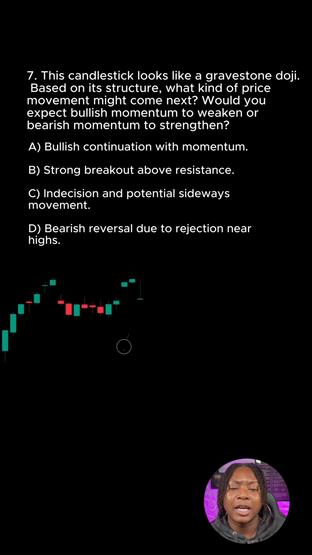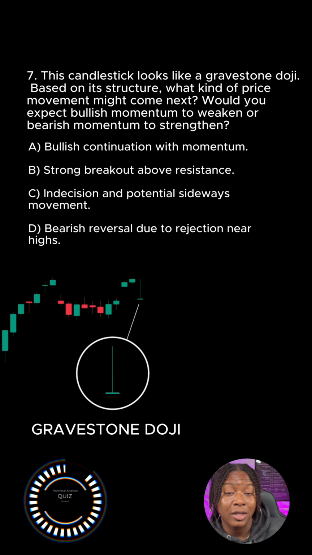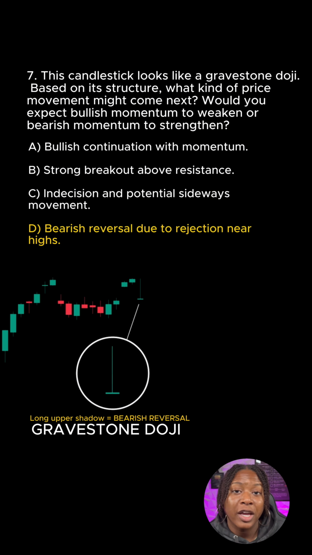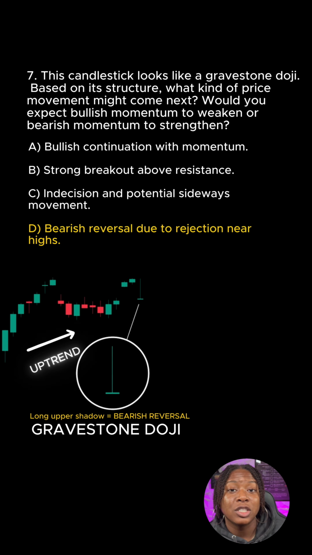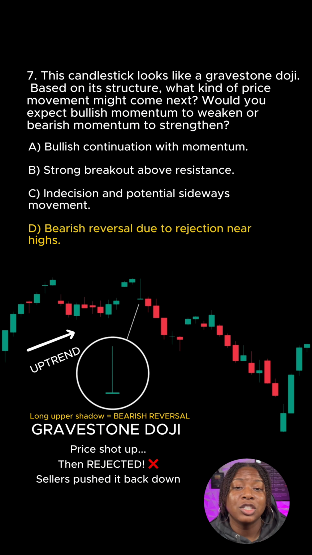This candlestick looks like a Gravestone Doji. Based on its structure, what type of price movement may come next? Would you expect bullish momentum to weaken or bearish momentum to strengthen? When you see a Gravestone Doji after a strong price move upwards, then that could signal a potential bearish reversal. Why? Because it shows that buyers lost their control, sellers took over, and the price got pushed lower.